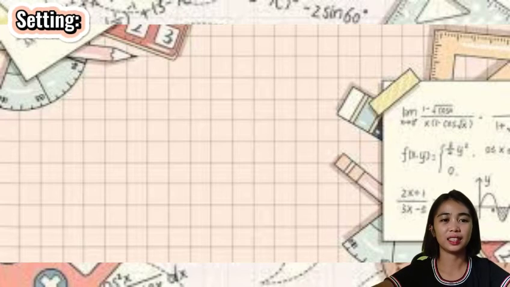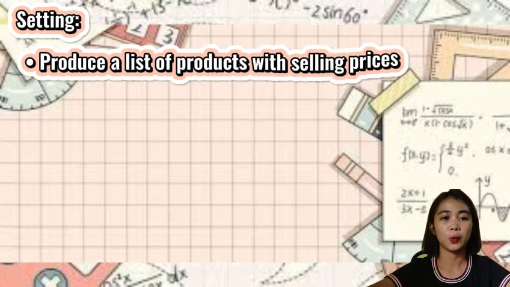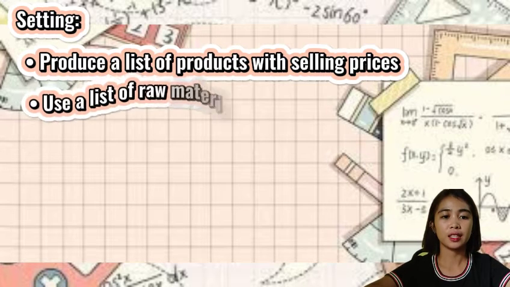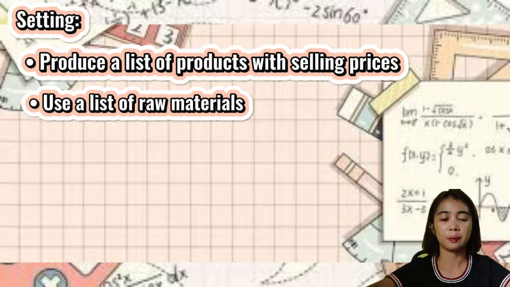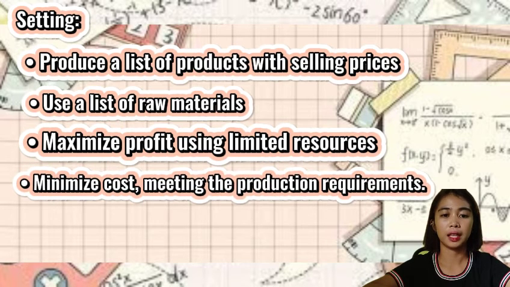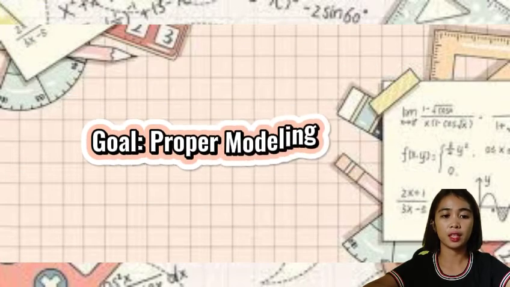Now, let us look at the setting. First, produce a list of products with selling prices. Use a list of raw materials, capital, labor, and so on. Then maximize profit using limited resources and minimize cost meeting the production requirement. Our goal for this is proper modeling.